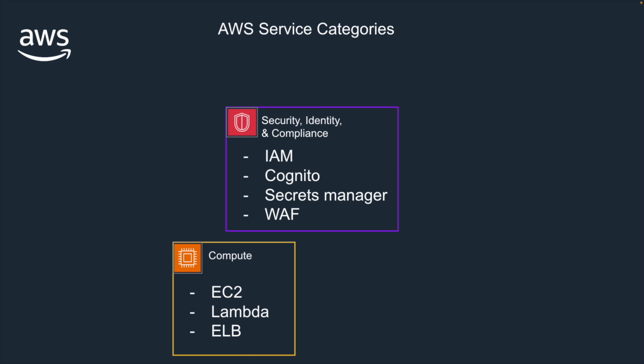ELB. The service automatically routes incoming traffic between multiple targets. For example, if you have two servers in two availability zones and need both to handle client's traffic.